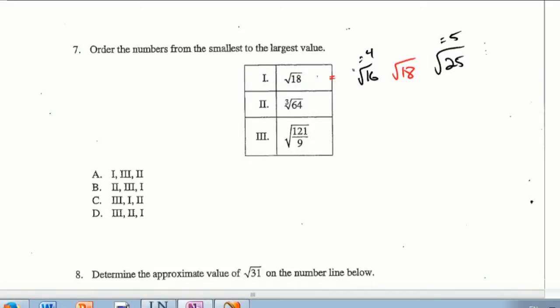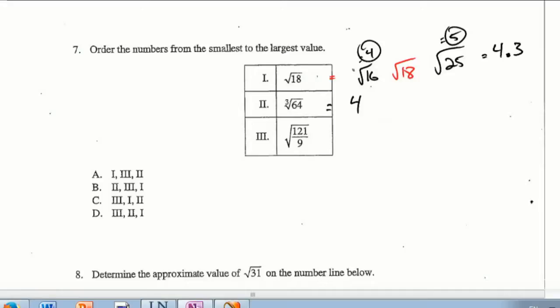So if I had to estimate it, I know it's between 4 and 5, and it's probably a little bit closer to 4. So it's going to be about 3 or 4. That would be my guess. Doesn't have to be perfect. The cube root of 64 turns out to be a perfect cube. 4 times 4 is 16 times 4 is 64.